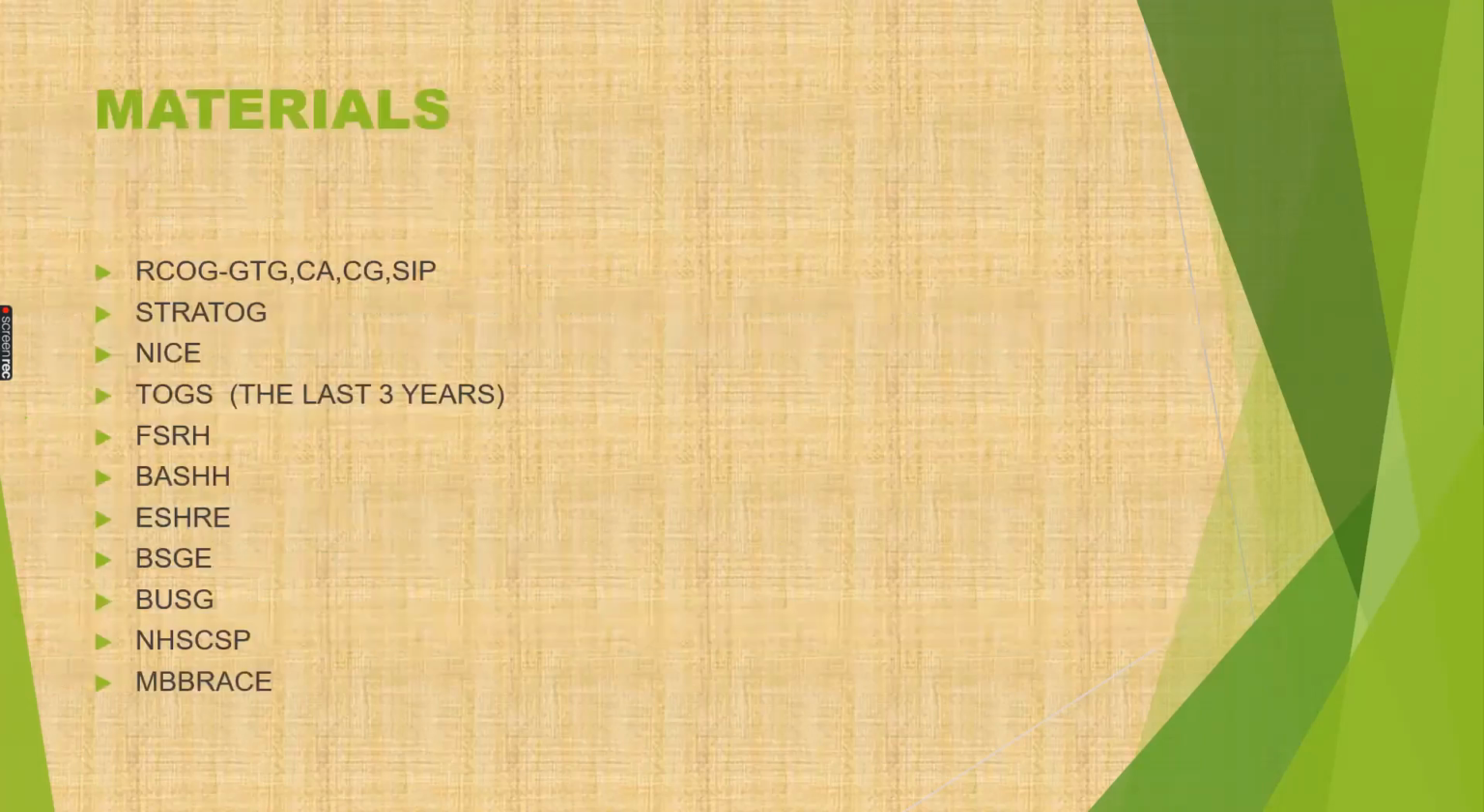The reading material is from the RCOG Green Top Guidelines, and whatever is on the RCOG website, you're supposed to read. Then the Green Top Guidelines, the consent advice, the clinical governance topics, the scientific impact papers, the statement materials, NICE guidelines, at least the latest three years, and The Obstetrician and Gynaecologist journal, which is recommended by the RCOG. Also the BASHH guidelines, the BSGE, the BUSG guidelines, the NHS cervical screening program, and embolism.